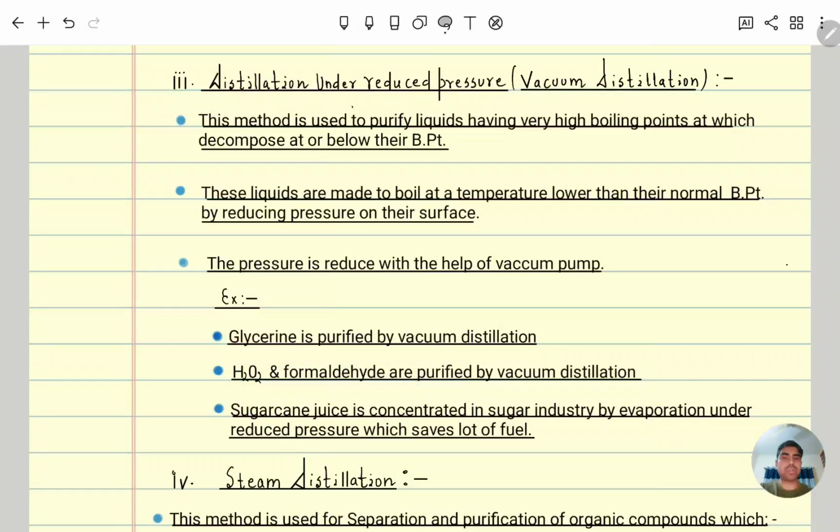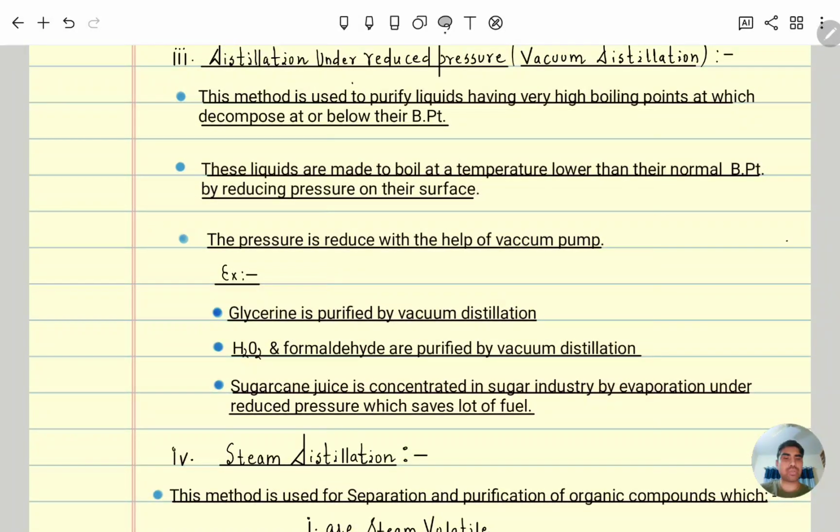Sugarcane juice also is not dissociated, but to save a lot of fuel, what we will do is decrease the atmospheric pressure in that chamber. So the overall vapor pressure also decreases, so it will vaporize very fast, and we can save a lot of fuel.